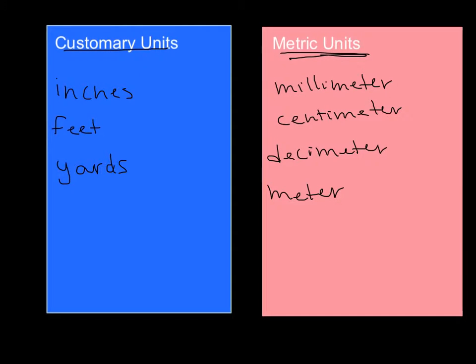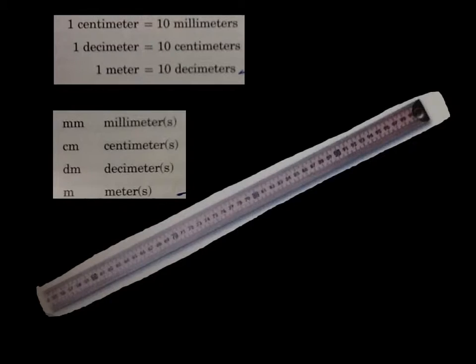Here are a few units of measurement that you may have mentioned. Customary units are inches, feet, and yards. Metric units are millimeter, centimeter, decimeter, and meter. These are the units we're going to be working with today. Take a look at the conversions up here.